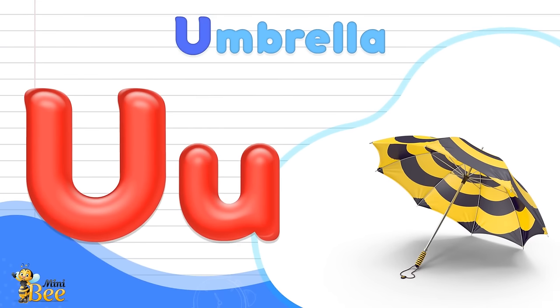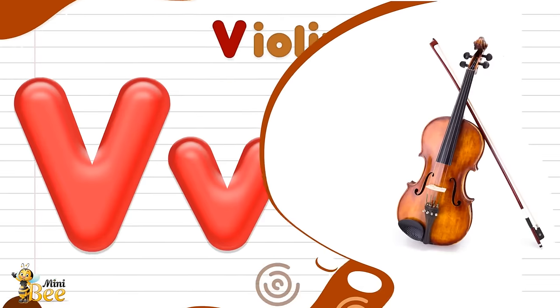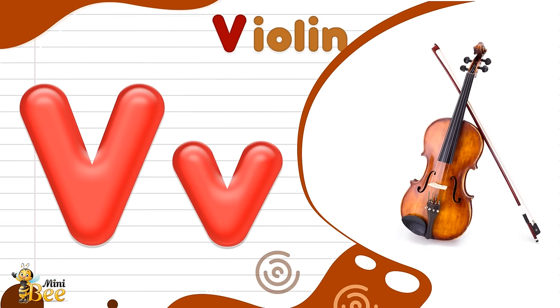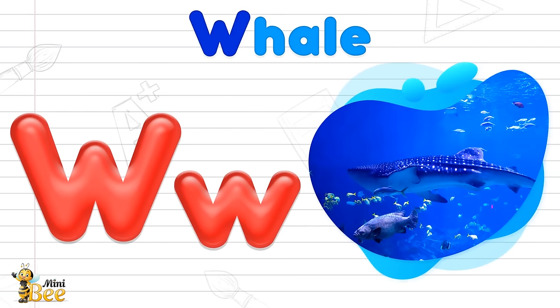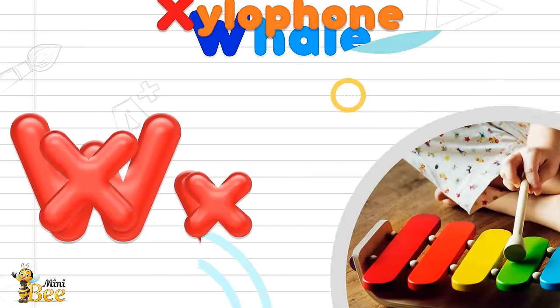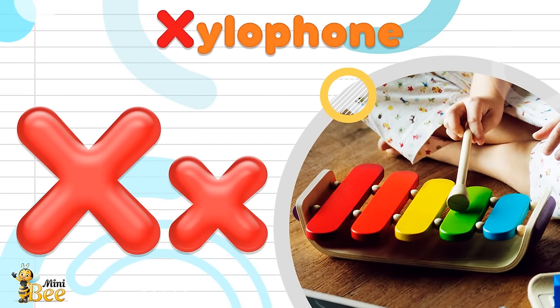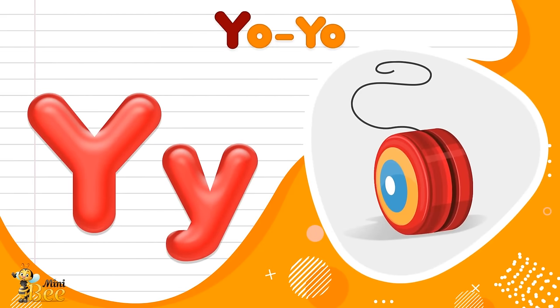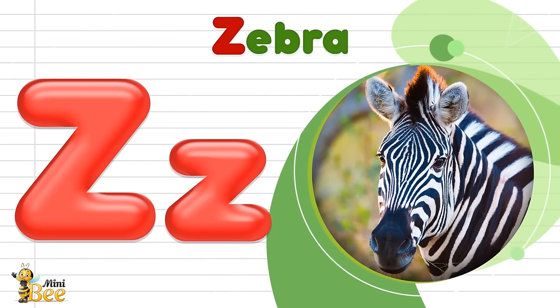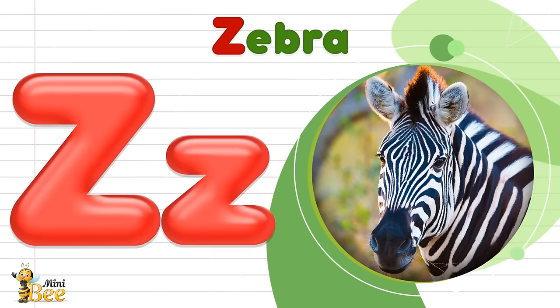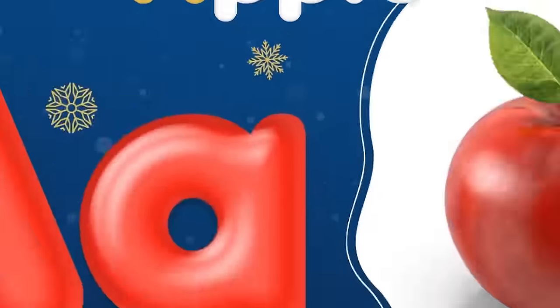Umbrella, umbrella. U, umbrella. V is for violin, violin, violin. V, violin. W is for whale. W, whale. X is for xylophone, xylophone. X, xylophone. Y is for yo-yo, yo-yo, yo-yo. Y, yo-yo. Z is for zebra, zebra, zebra. Z, zebra. A is for apple.